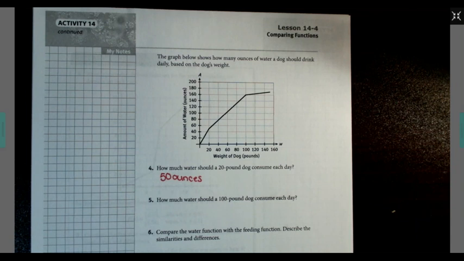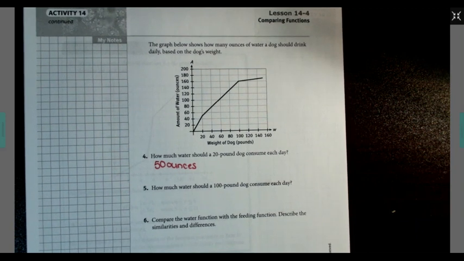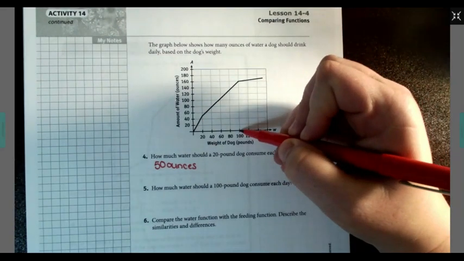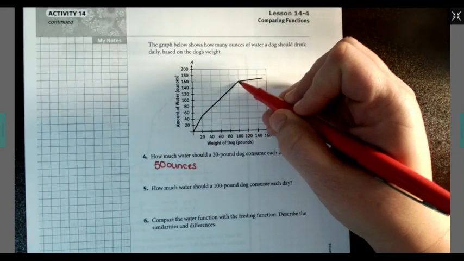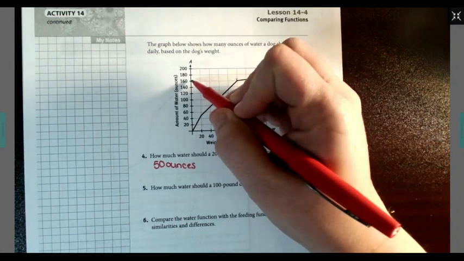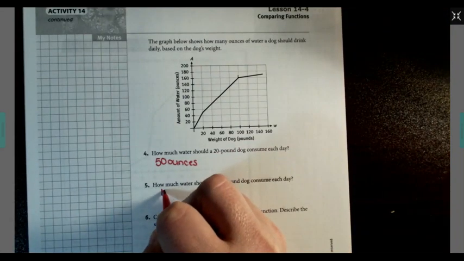How much water should a 100-pound dog consume each day? Well, here's my 100-pound dog. Looks like they're consuming 160 ounces of water.